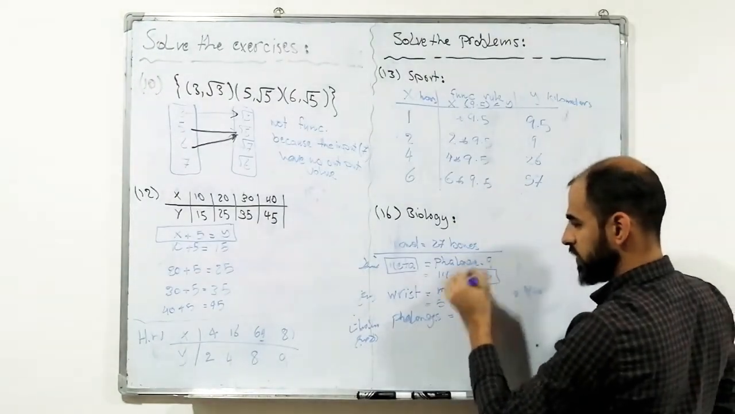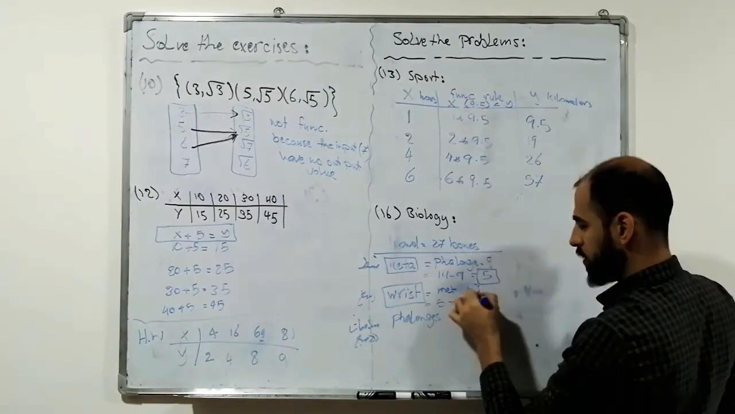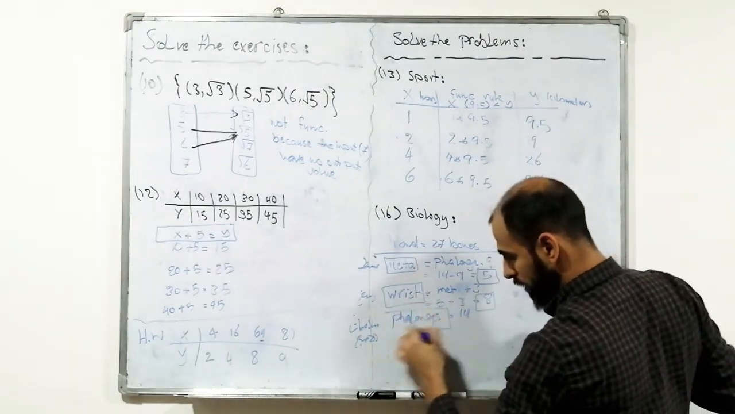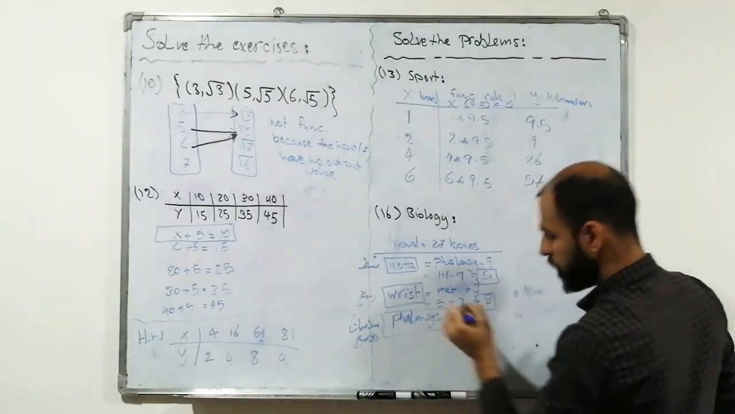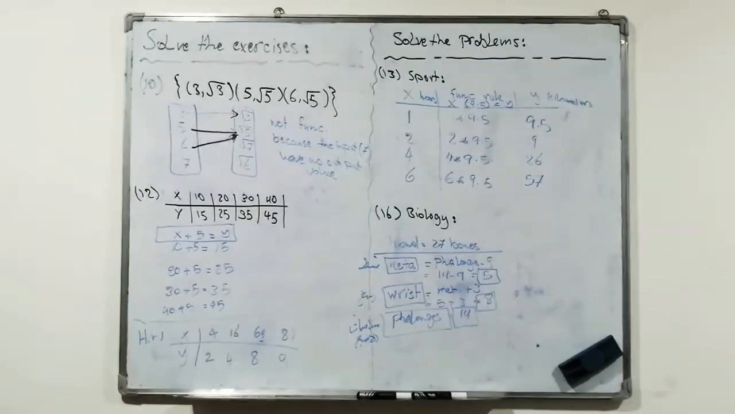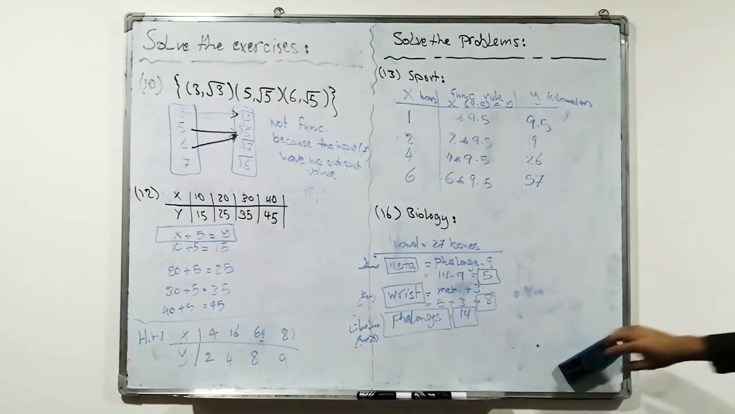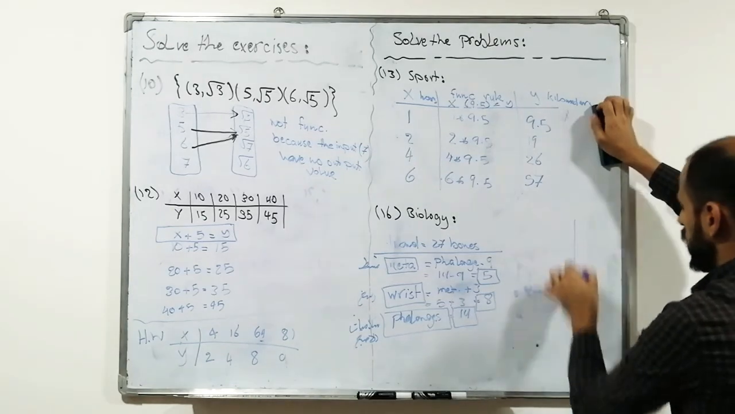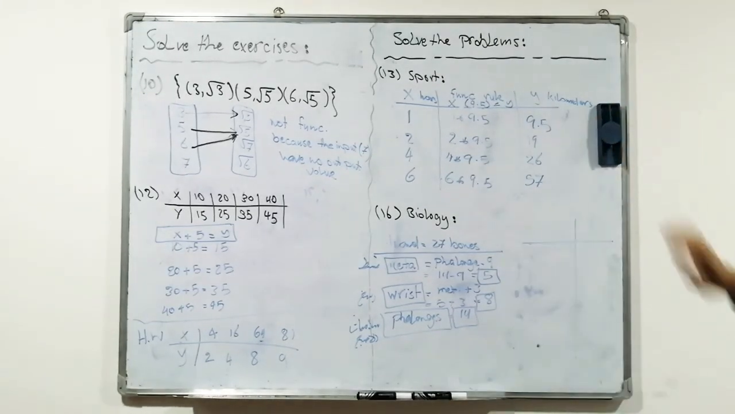The metacarpals equal 5 and the wrist equals 8 and the phalanges equal 14. He told us to make a table that represents the hand and the bones.